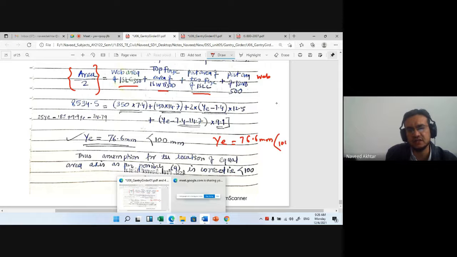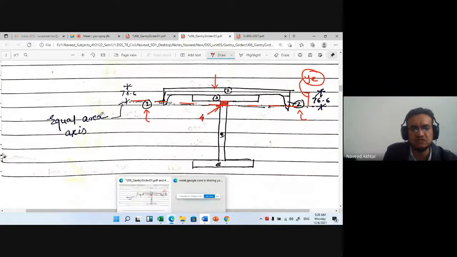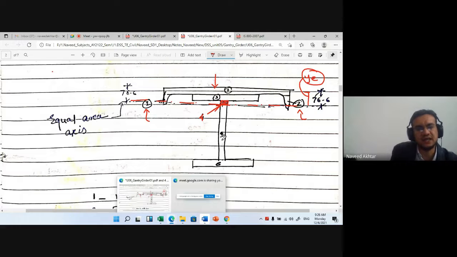We have taken it within the flange, because the flange is 100 mm. So our assumption is right. So this is your value of YE. If our assumption is wrong, then again you have to find that out. By using this figure, you find out the YE, and the YE value we got is 76.6 mm, which is less than 100 mm. So our assumption, the first possibility, is okay. So possibility A is okay, we have considered in this case.